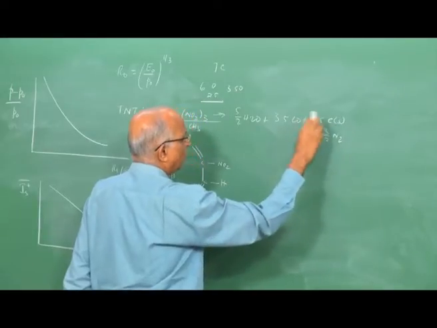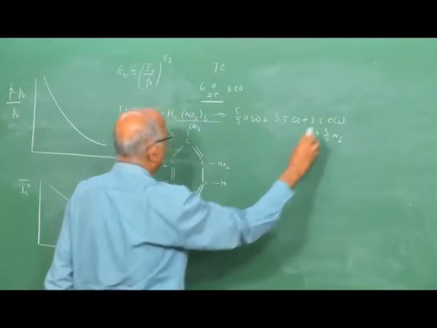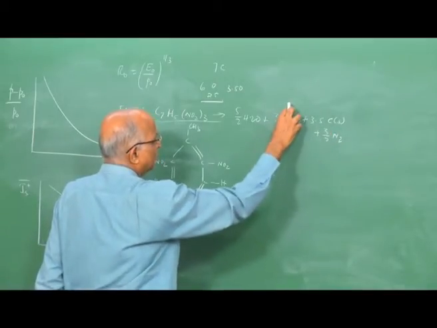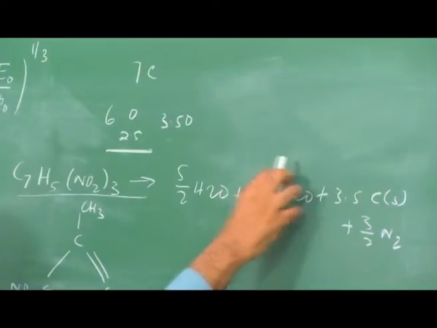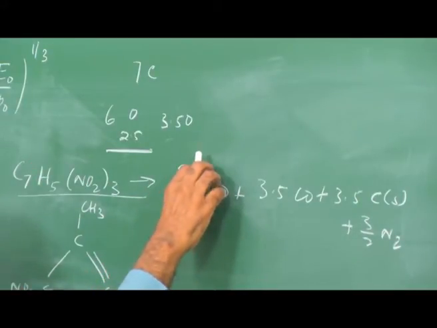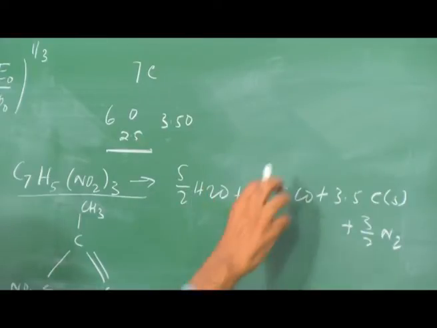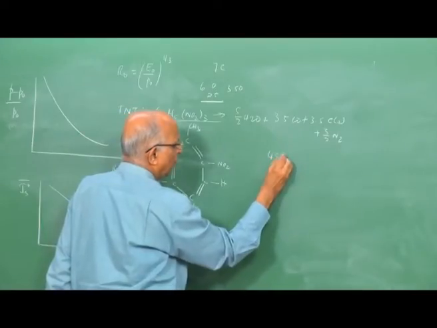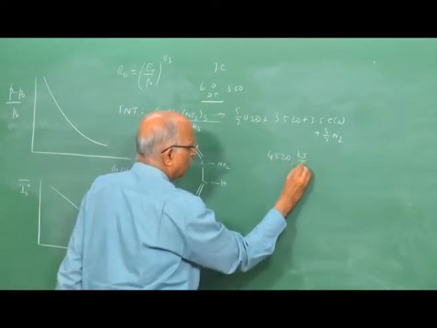I know the heat of formation. This is an element, this is an element, and therefore the heat of formation of these elements at standard state is 0. CO is around minus 110. We know the heat of formation of TNT. I know the heat of formation of water as being something like minus 286. This is minus 110. The energy liberated per kg of TNT comes out to be 4520 kilojoules per kilogram.